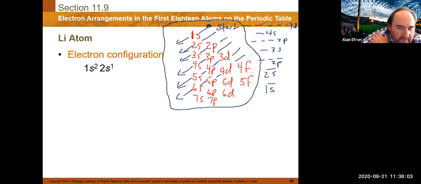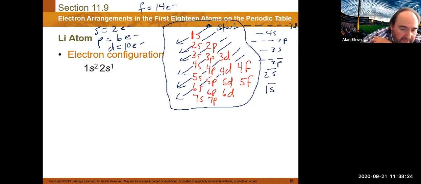And you know what we were talking about before: you can max out an s orbital with 2 electrons, you can max out the p subshell with 6 electrons, you can max out the d subshell with 10 electrons, and you can max out the f subshell with 14 electrons. You could pretty much write any electron configuration you want to write.